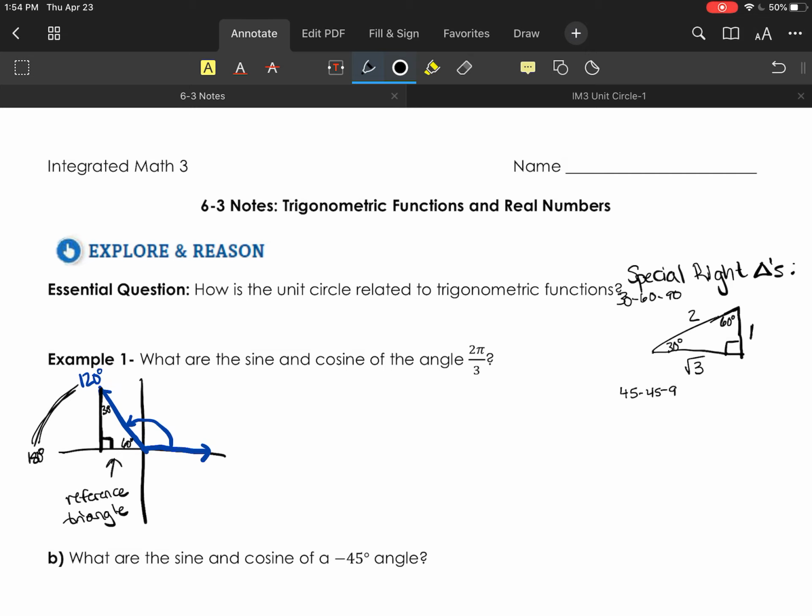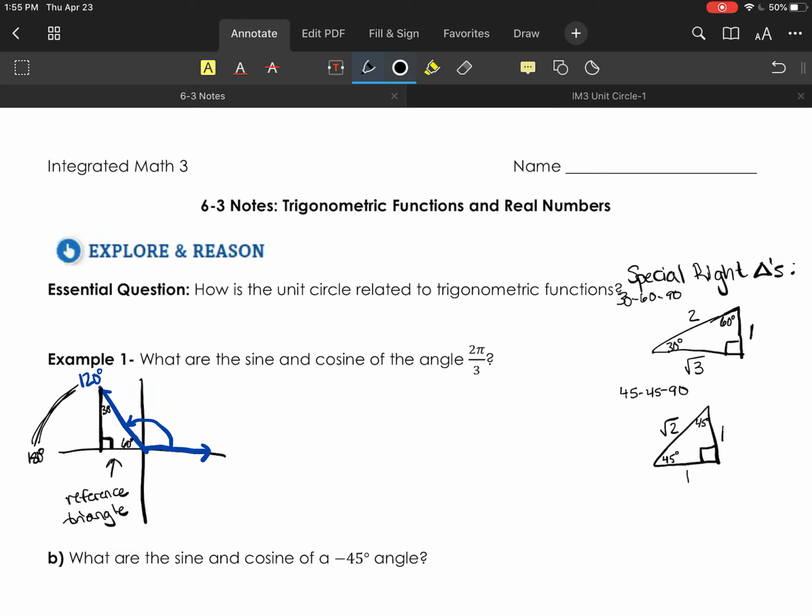You also have another special right triangle called a 45, 45, 90. It looks something like this. Both of your angles then are 45 degrees. 45 plus 45 is 90, 90 plus 90 is 180. So across from 45, I have 1. Across from 45, I have 1. If the angles are equal, then the sides have to be equal as well.